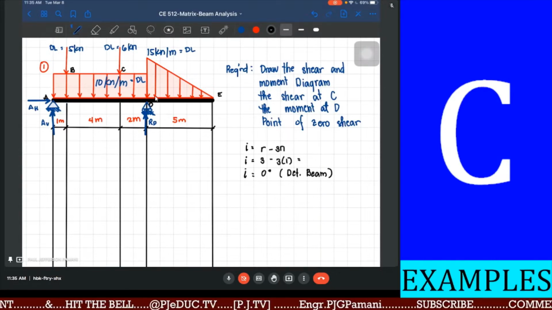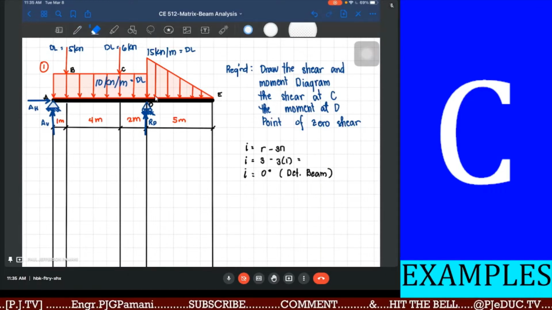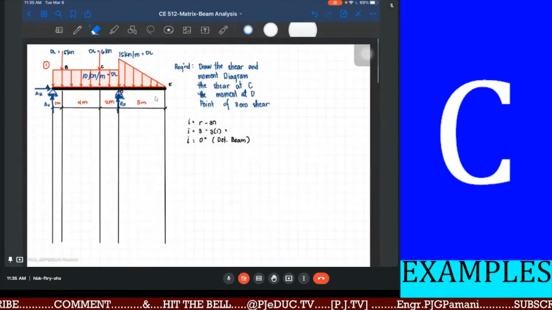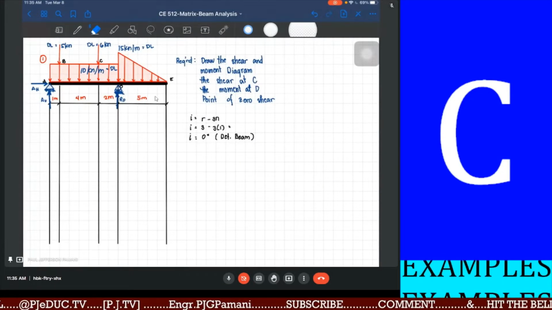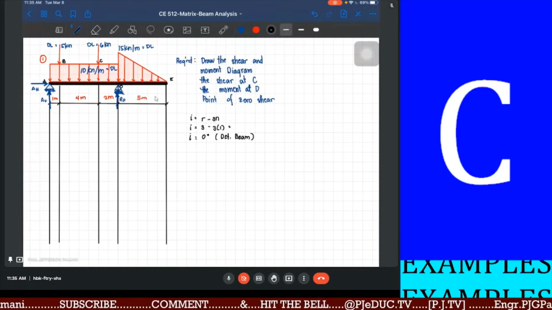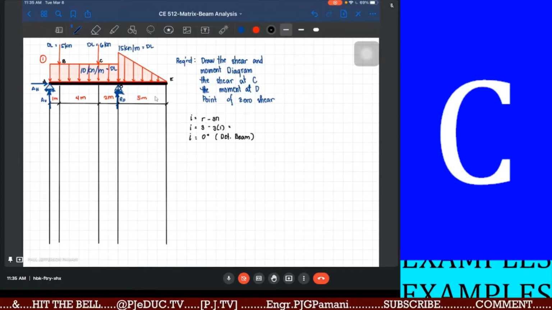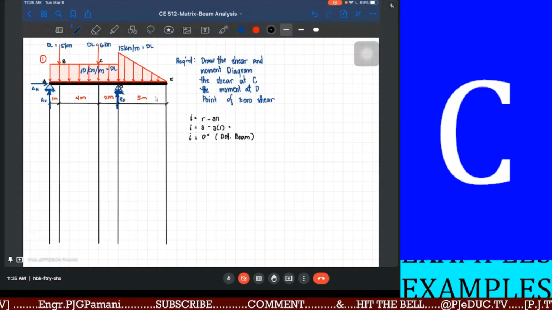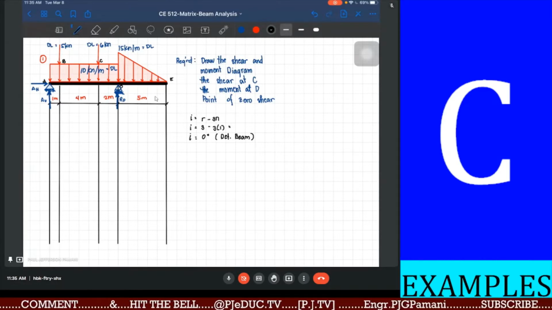Is for us now to identify the what? Anong susunod? Reactions. So how are we going to identify the reactions? By summating moments due to the applied loads on a specified point. So saan nyo gusto mag-summation moment? So support. Oh, so let's go with summation moment at point A.